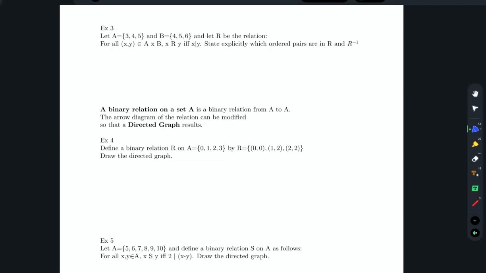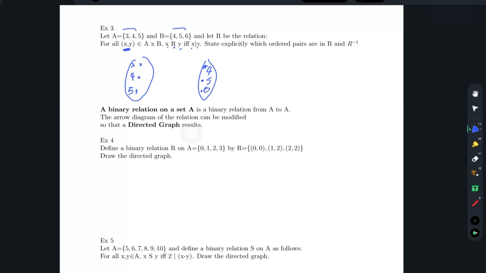So here we're going to look at this relation where here's our A and here's our B, and we're going to have ordered pairs where XY is in the relation, X is related to Y, if X divides Y. So I don't have to draw an arrow diagram, but I'm just going to because sometimes it's nice to see what we're looking at. So 3, 4, 5, and 4, 5, and 6.